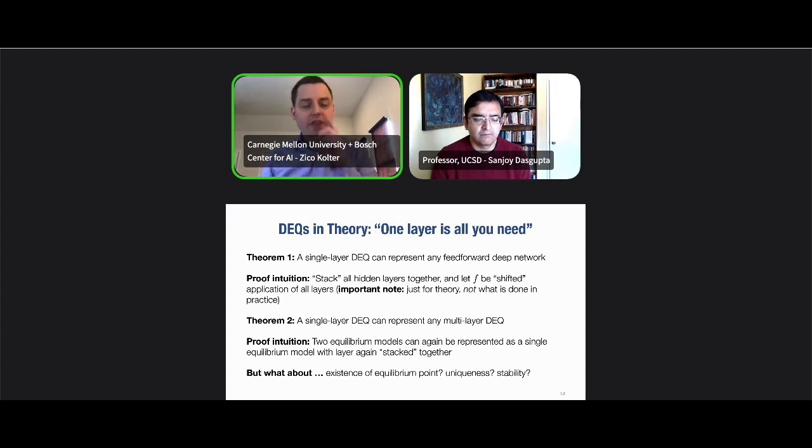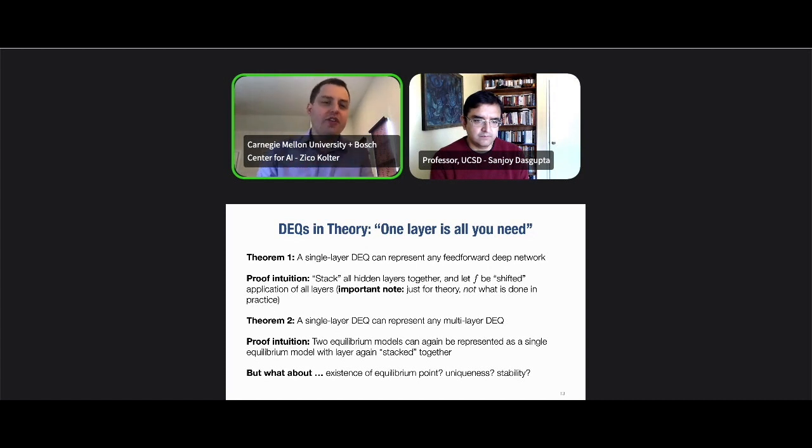And the way you do this is you think about a network that stacks all the intermediate hidden layers together and let this one function be a shifted application of all the layers. Now, it's very important: this is not a good thing to do in practice, because while it's possible in theory, you lose the entire memory advantage and you actually lose the compute advantage too. So this is actually an awful idea to really do. But in theory, it shows that you can represent these things. The repeated iteration of these things to convergence is an inherently more powerful operator than a single nonlinearity like you have in a traditional network.